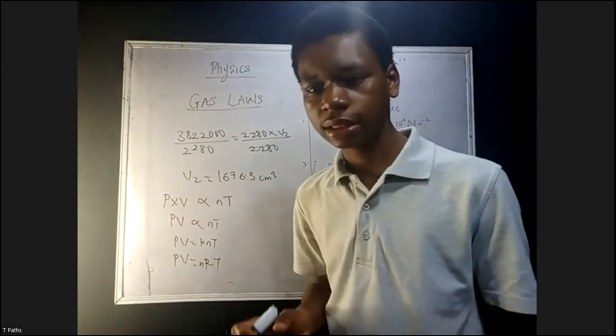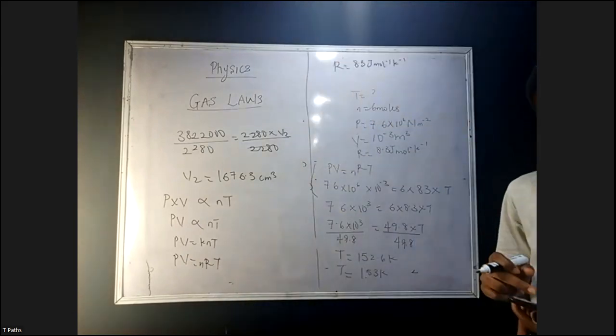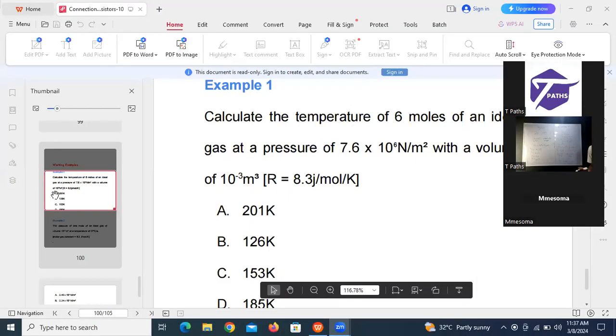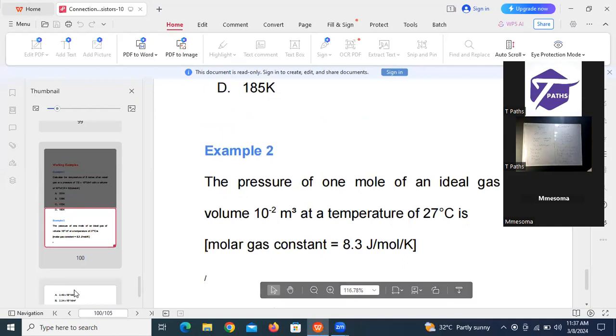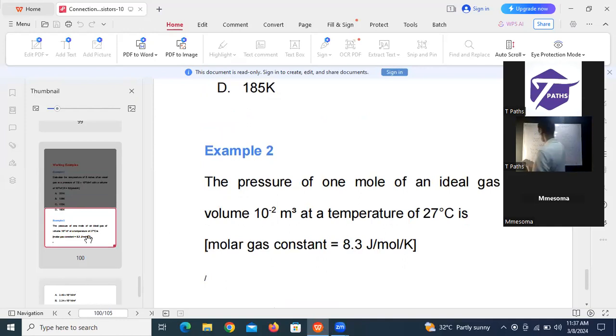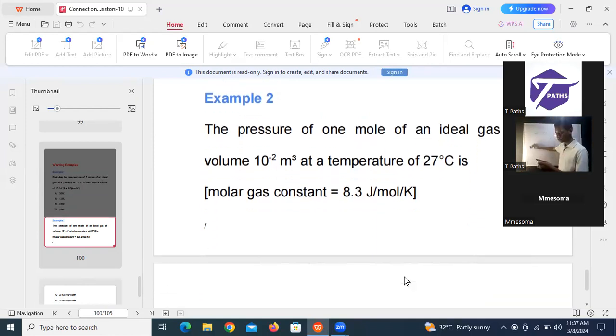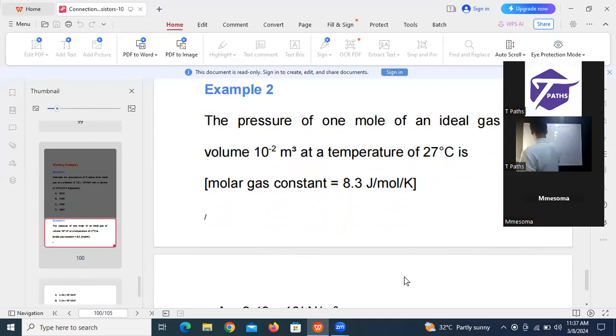So now we'll take another example. All right, real quick. The example says the pressure of 1 mole of an ideal gas of volume 10 raised to the power of minus 2 meter cube at the temperature of 27 degrees Celsius is. So what I'm to find is pressure. I'm to calculate the pressure. That is my unknown here.